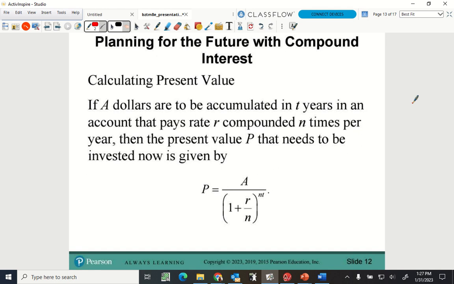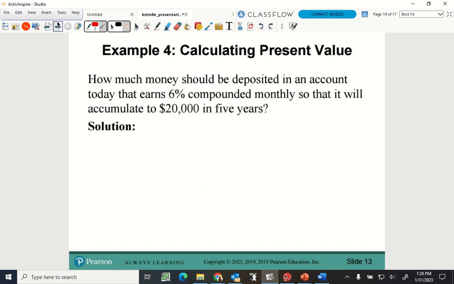All right. Why are you shaking your head? Doesn't make sense. What part? What's A? A dollars, but what does A represent? The future value. Very good. What does P represent? Present value. What is R? The rate. What is N? Times per year. So compounding. And guess what? We just did everything, so you just plug it in. All right, good. So let's try this out now.